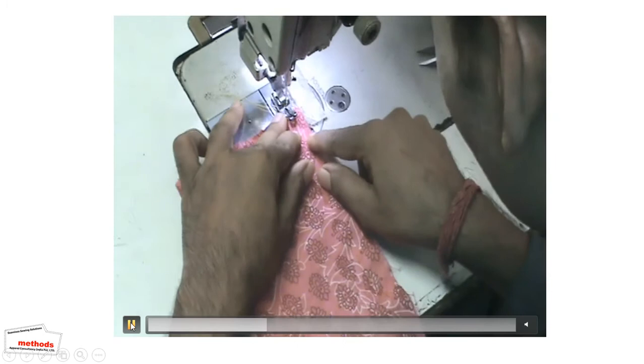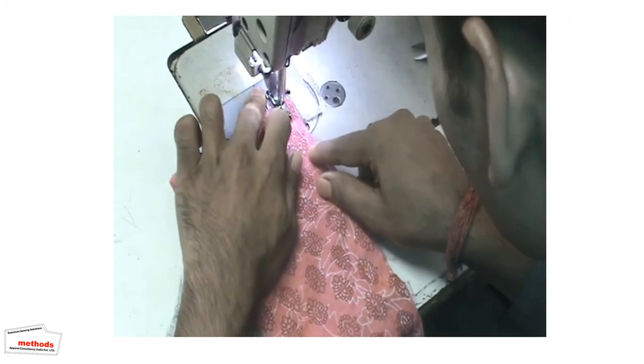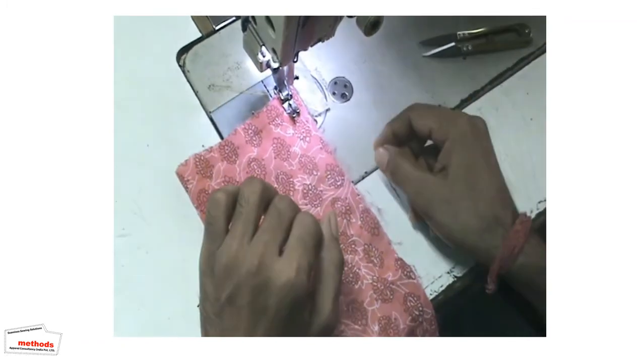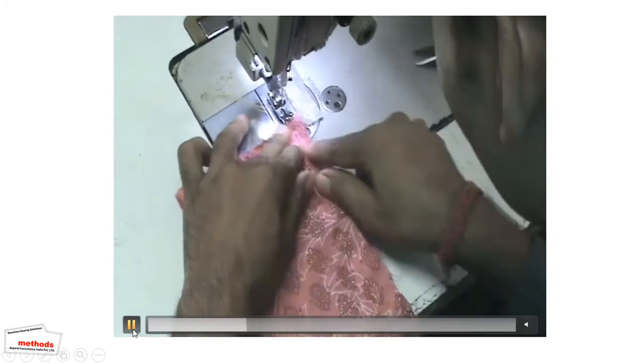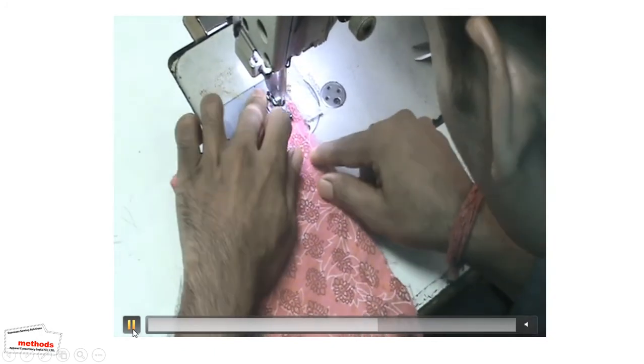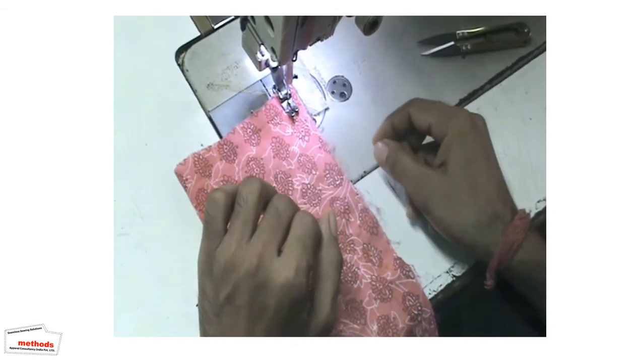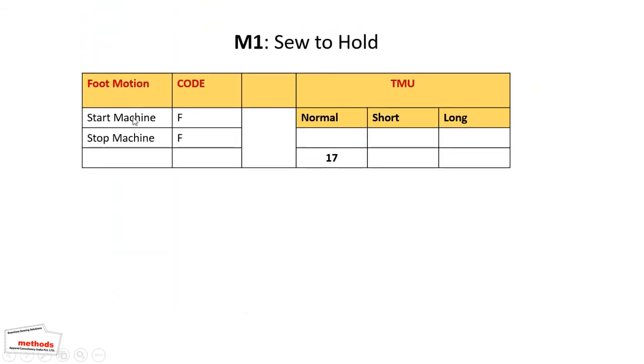The M1 or sew to hold starts from the point the operator starts stitching. That is the 2 to 3 stitches given in the beginning. So he sews to hold the fabric and does the following operations. So this motion code basically has 2 motion elements, which is start of machine using a foot motion and then again a foot motion to stop the machine. So an F and F and your sew to hold code is complete.